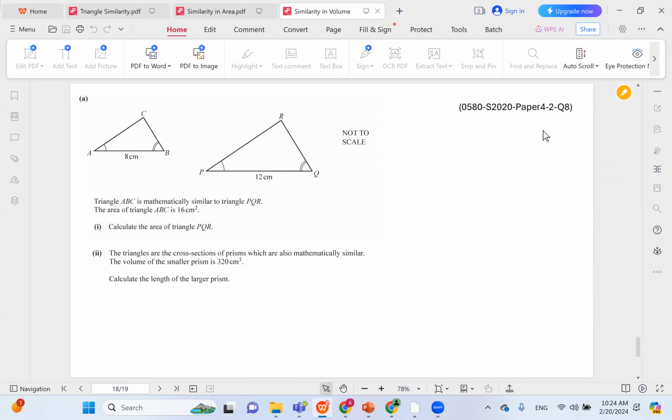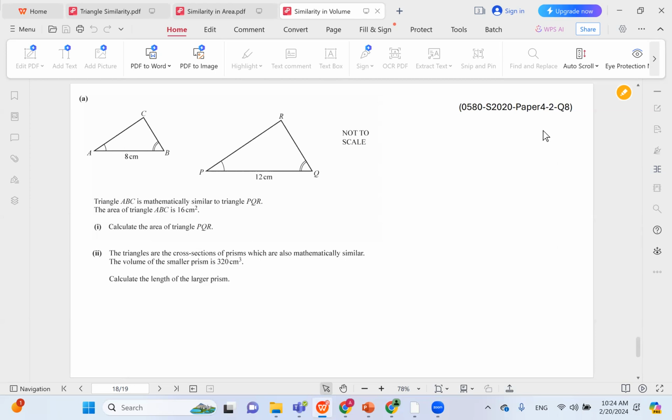This is our final question in this video. Triangle ABC is mathematically similar to triangle PQR. The area of triangle ABC is 16. Calculate the area of triangle PQR.